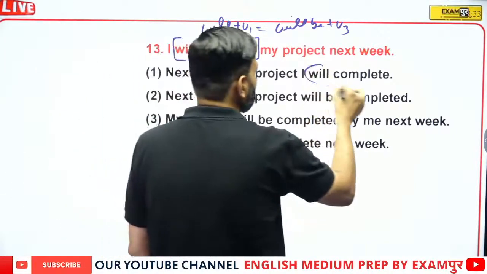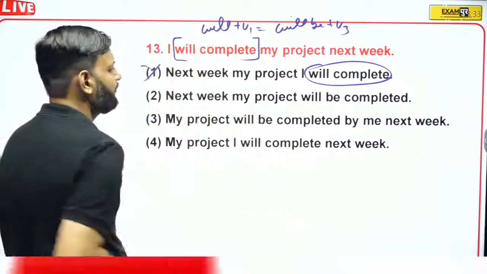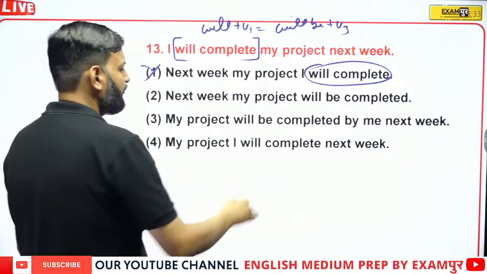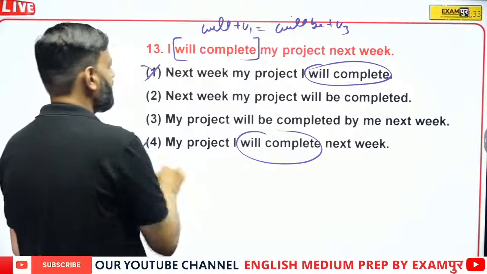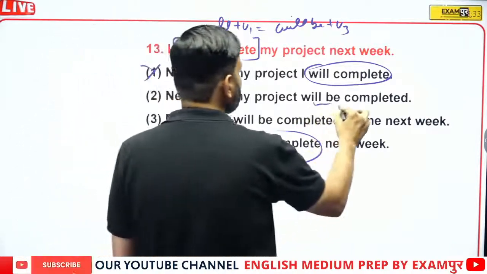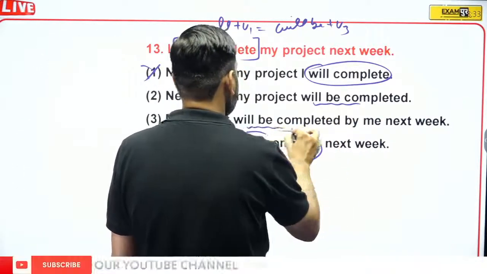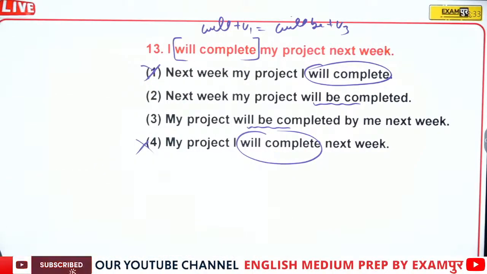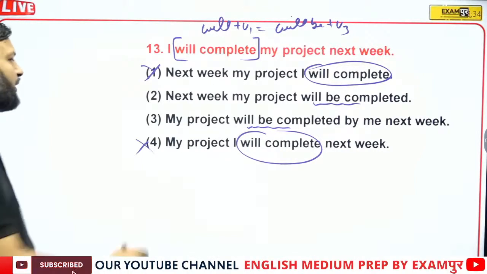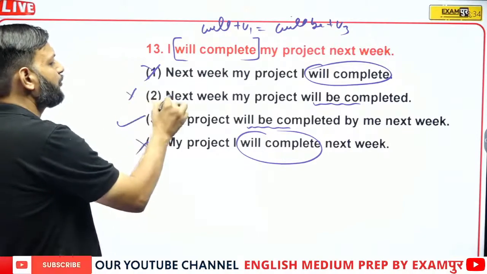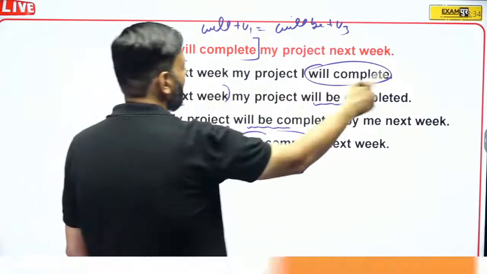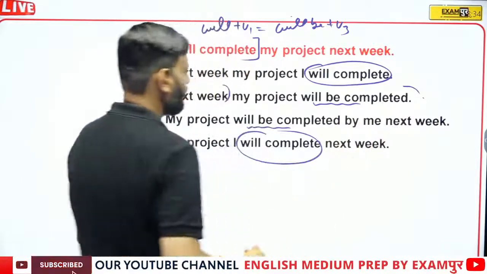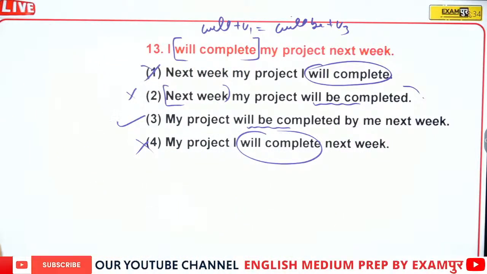So this sentence has will plus first form, cannot be the answer. Will be plus third form is there in the second and third options, right? My project will be completed by me next week. Next week my project will be completed. Which one should be the answer? Here this one is more correct, because next week has to be written at the end of the sentence. So option number 3 is the right answer.